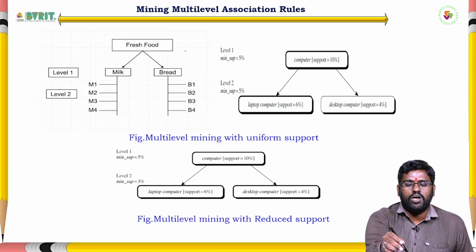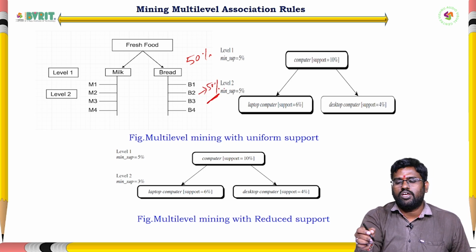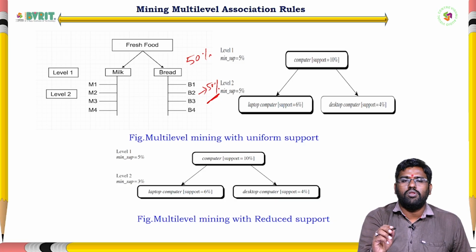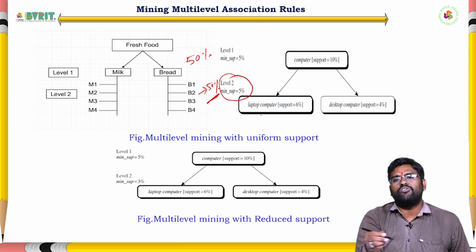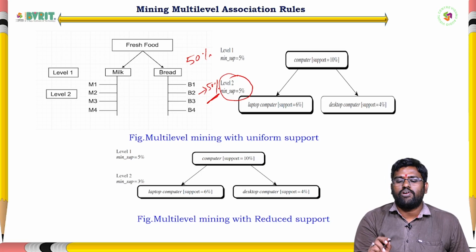In level 1, the given minimum support is 50%. For example, here 50% contains only 2 items. Here it has 4 items, but the minimum support is 50% for this also. So I gave another example: the computer with its types. Computer has 10%. We divide it: laptop has 6% and desktop has 4% chance. So in level 1 computer has minimum support 5%, and level 2 also has minimum support 5%, even though they have 2 different types. Level by level, for each and every level, we give the minimum support value like that.